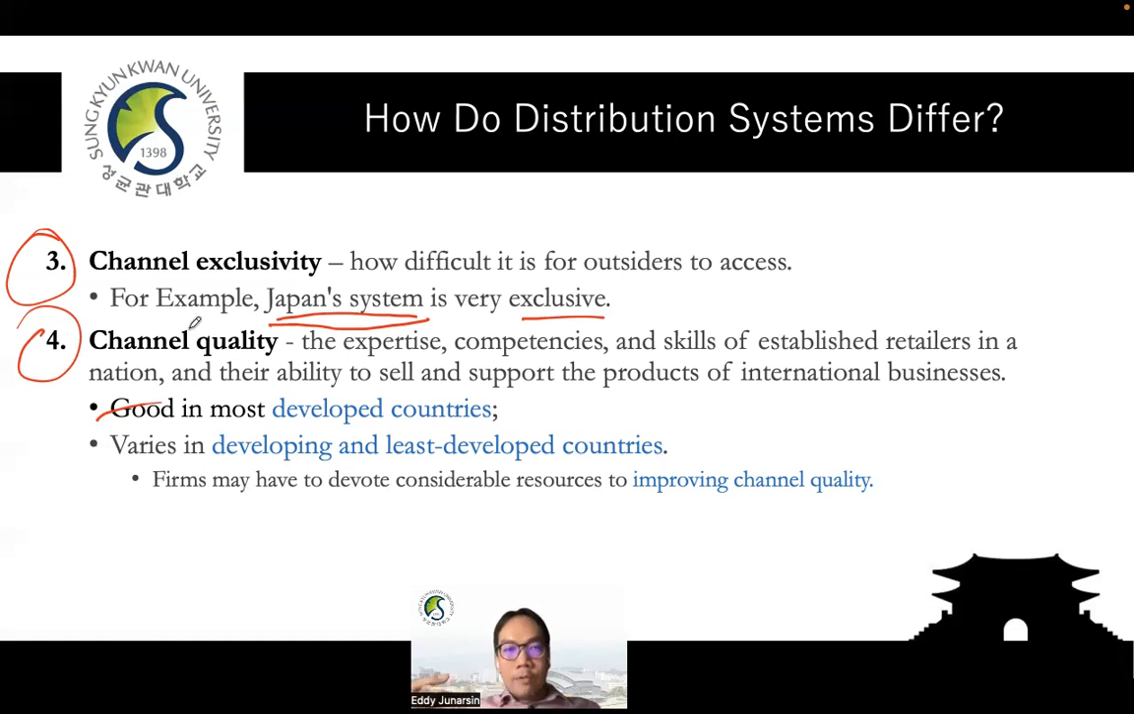But if the quality is not as good as you expected, then maybe a longer channel could be safer, because if something happens to one particular channel, you have other distribution channels that could repair the reputation if something happened to the other distribution channel or system.